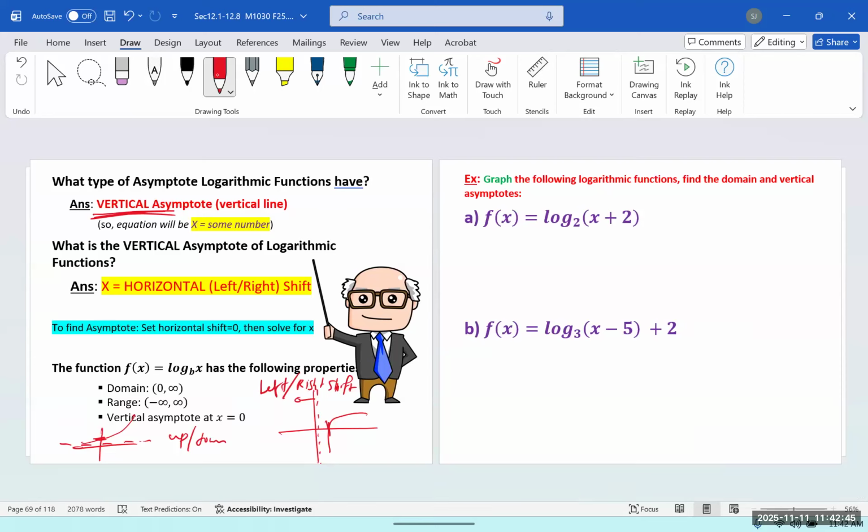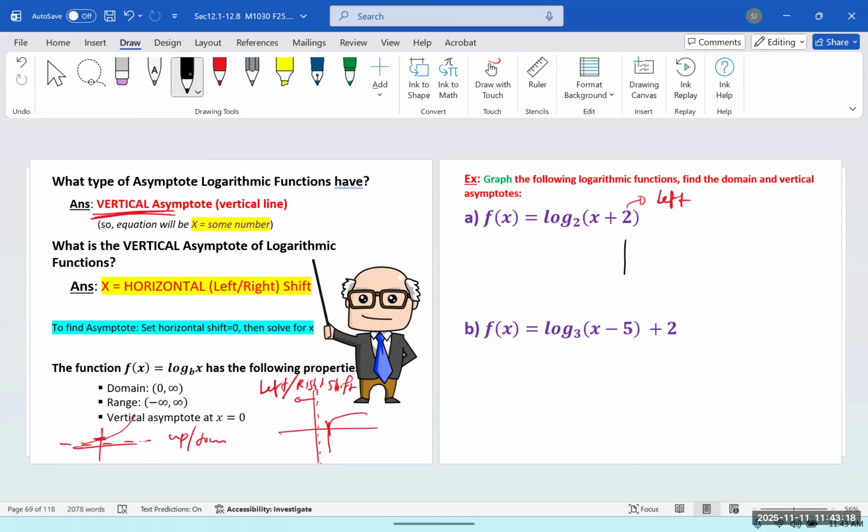Okay, now this one says graph the following logarithmic function. So just like with other transformations, the log transformation is the same. If you have a number inside your parentheses next to the x, what type of transformation do you have? Up, down, or left, right? Left, right, which direction? Left. It's the opposite direction. You have to go left 2 units.